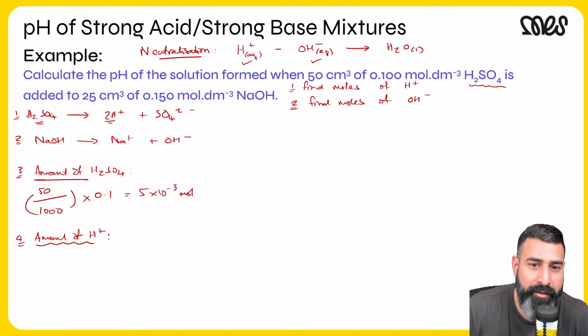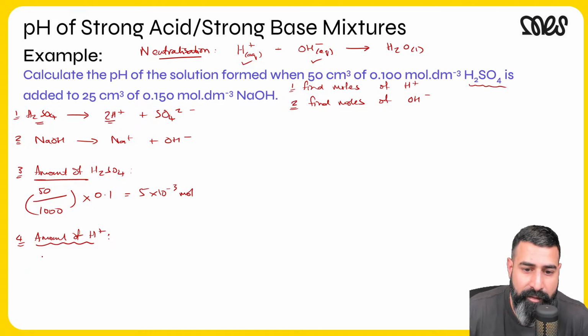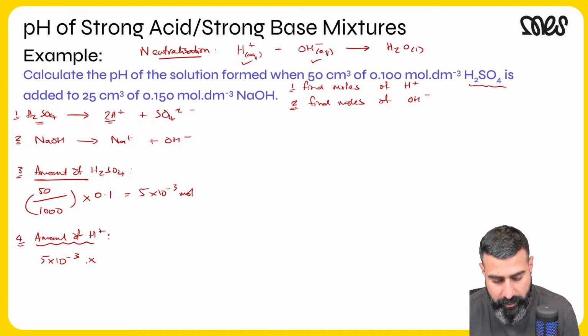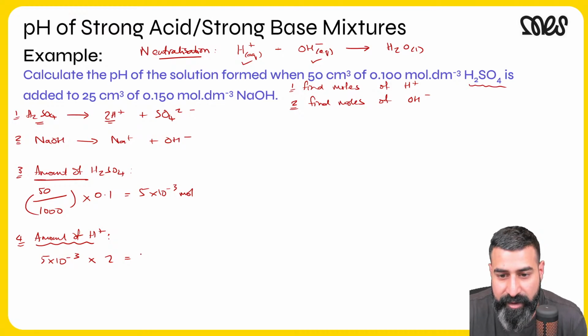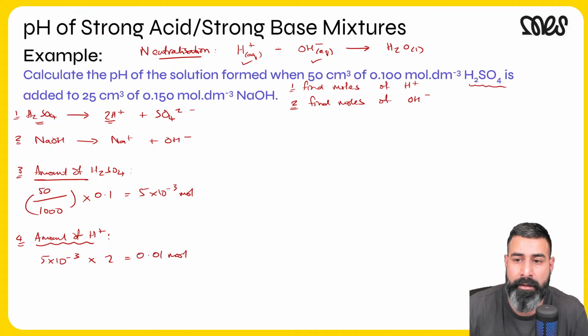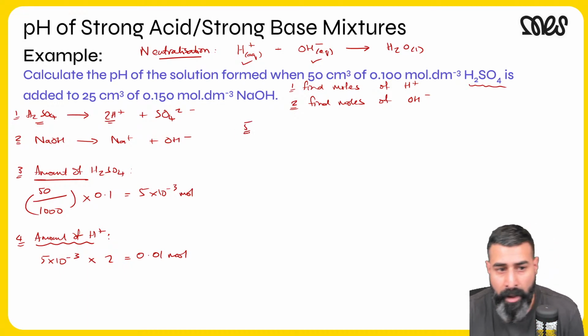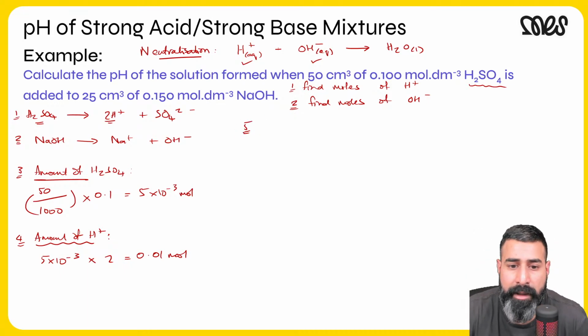I've worked out the amount of H2SO4. What do I need to do? 5 times 10 to the minus 3 multiplied by what? Look at the molar ratios. It's 1 to 2. So I'm going to multiply it by 2. Absolutely, to get me 0.01 moles of H+. Excellent. Where do we go next? Well done, Johnny. Well done, everyone else, if you were thinking that as well. Where do we go next?